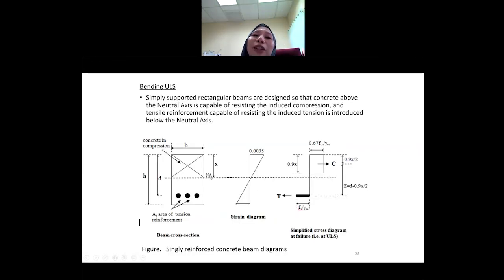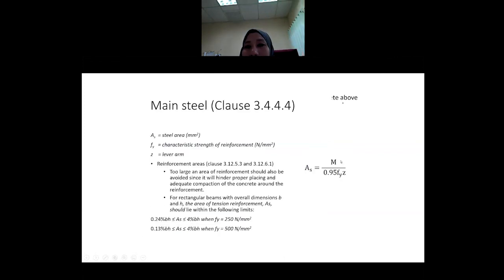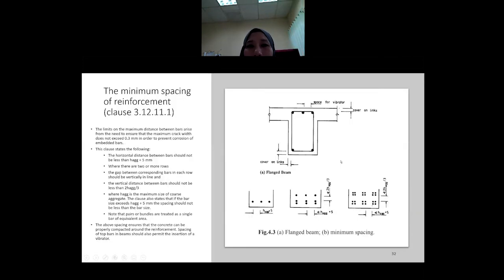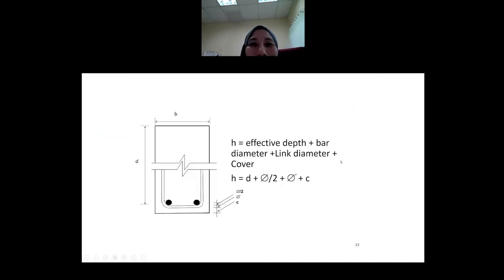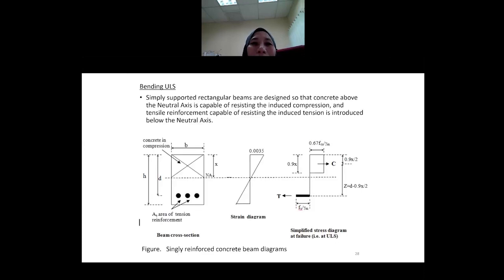Okay, so bending ULS. I rasa kita dah nak habis lah ni. Belum habis. Banyak lagi. So bending ULS ni tak ada apa-apa. It's just that dia cerita a little bit about simply supported rectangular beam are designed so that the concrete above the neutral axis is capable of resisting the induced compression, and tensile reinforcement capable of resisting the induced tension is introduced below the neutral axis.